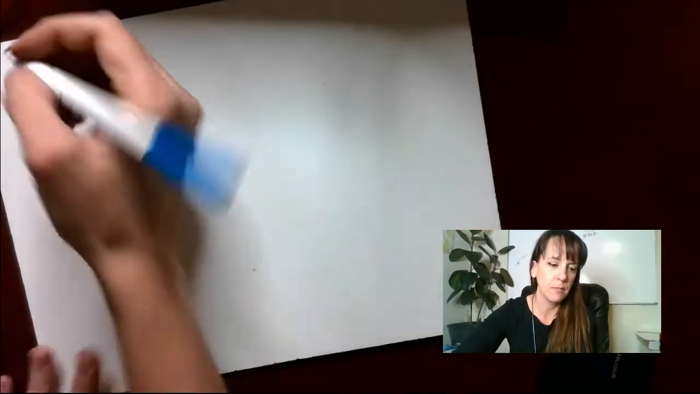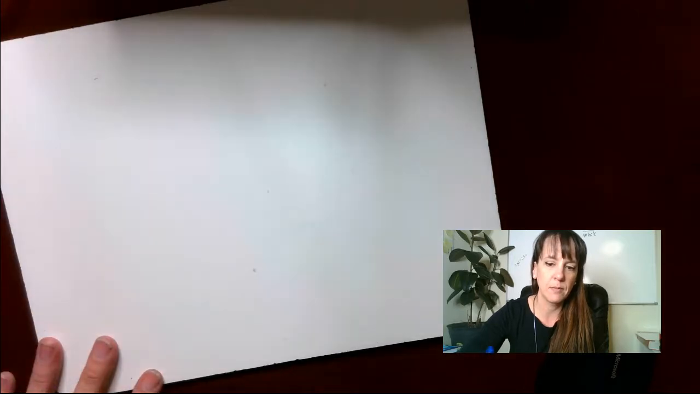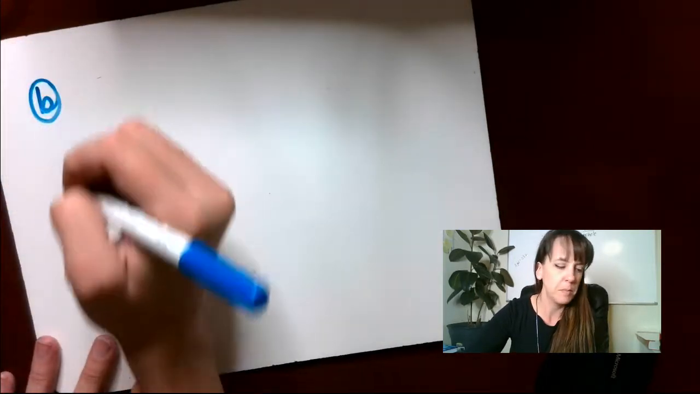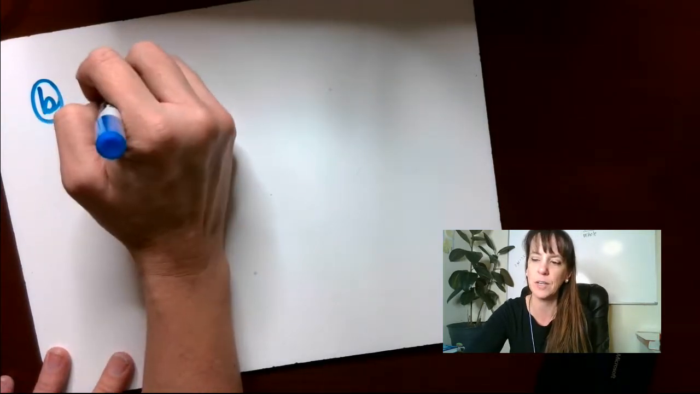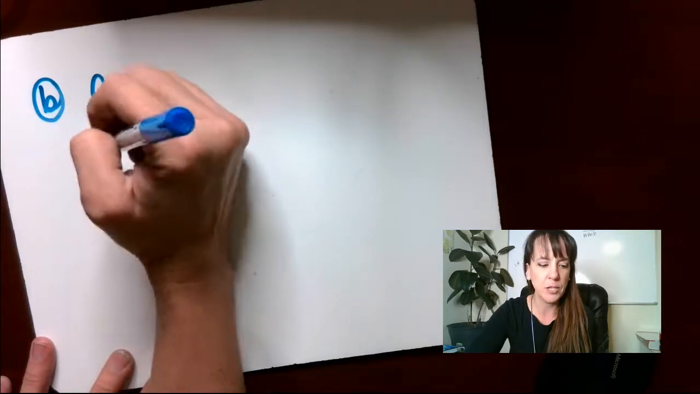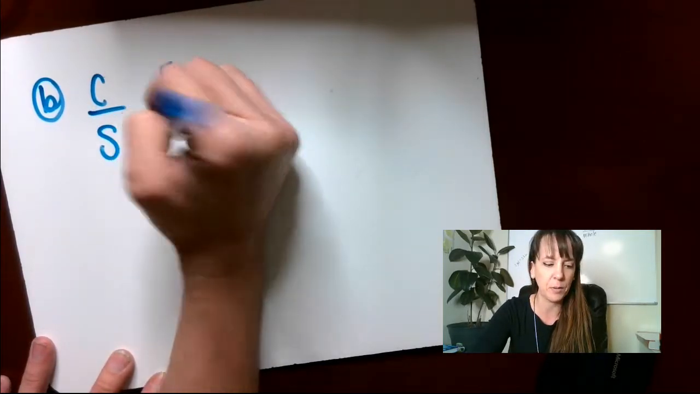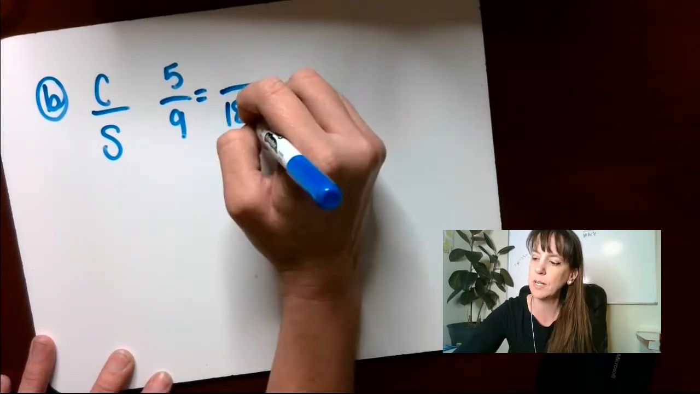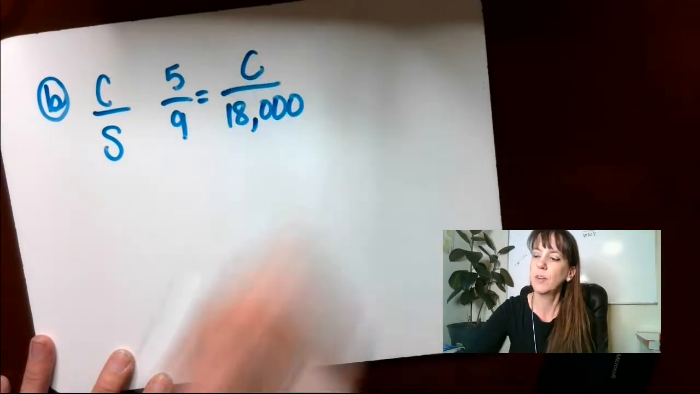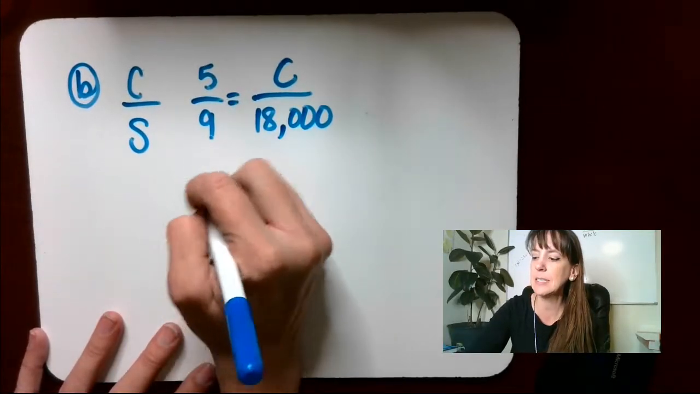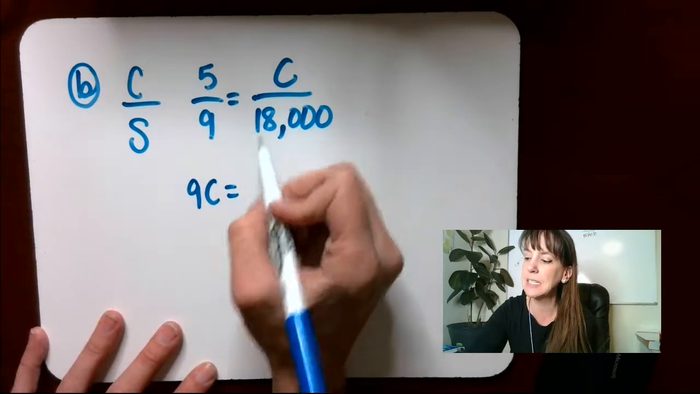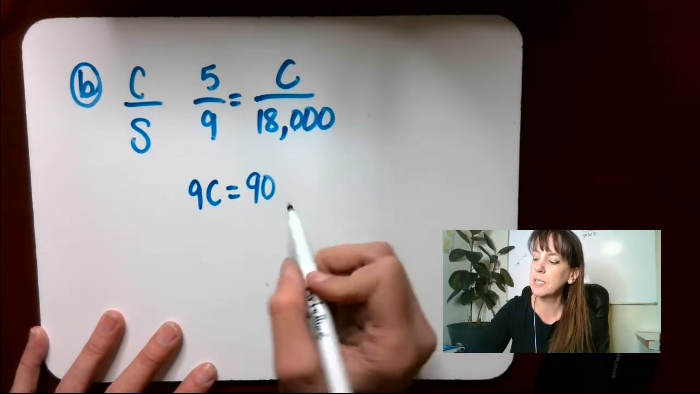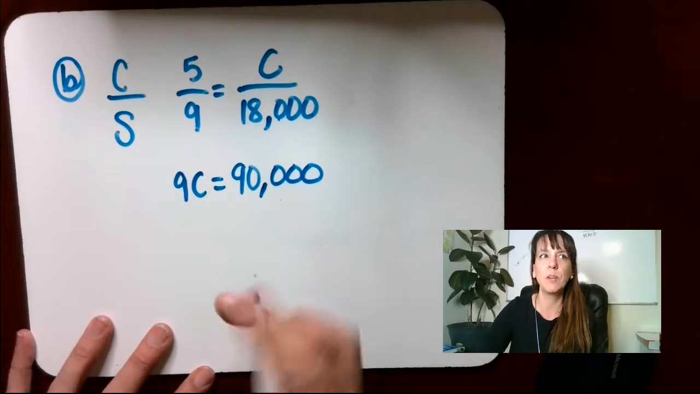Let's look at B. The crowd in Belgrade town square was made up of Croats and Serbs in the ratio of 5 to 9. If there were 18,000 Serbs, how many Croats were there? We don't know, so we're going to throw a C in there. All right, let's cross multiply. 9C equals 18,000 times 5, which gives me 18 times 5 is 90, plus 1, 2, 3 zeros. Good. Now we divide both sides by 9.